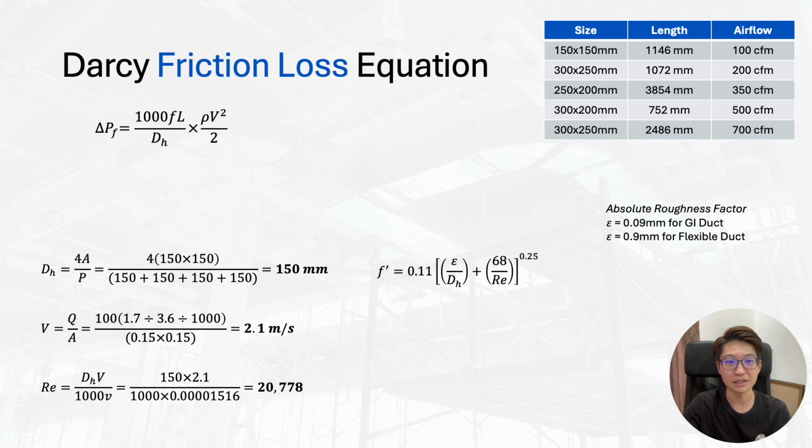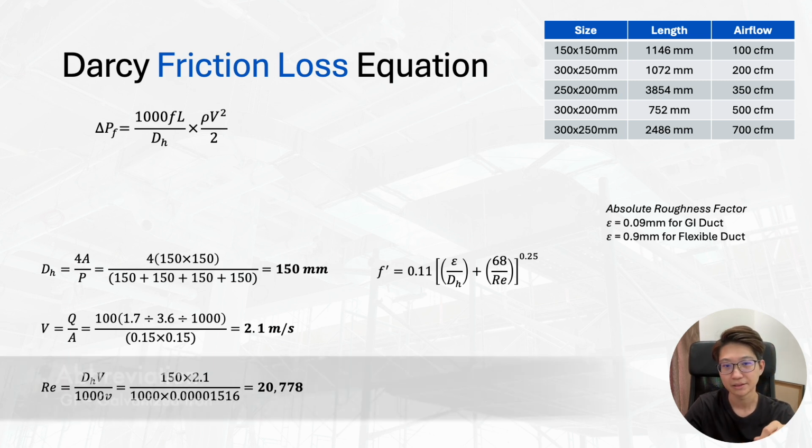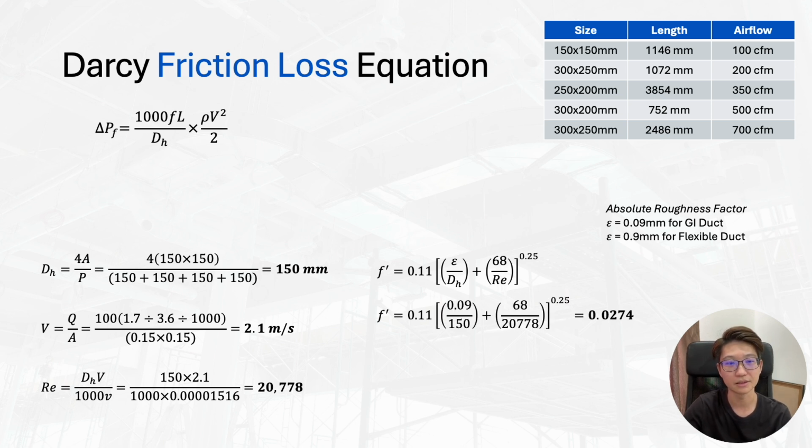Alright, so this small e is the absolute roughness factor. This is where we account for the material of the duct. If you are using GI duct, whether it is rectangular or round duct, we use 0.09 mm. If you are using flexible duct, because flexible is rougher, then you use 0.9 mm. You just substitute this in. Then DH is the hydraulic diameter, 150 again. The 68 is a constant, then the Reynolds number to the power.